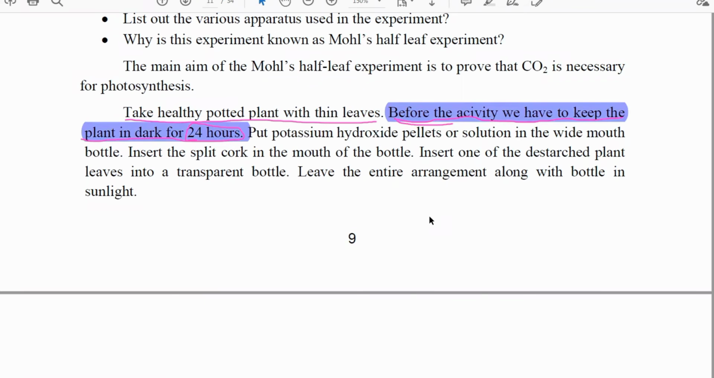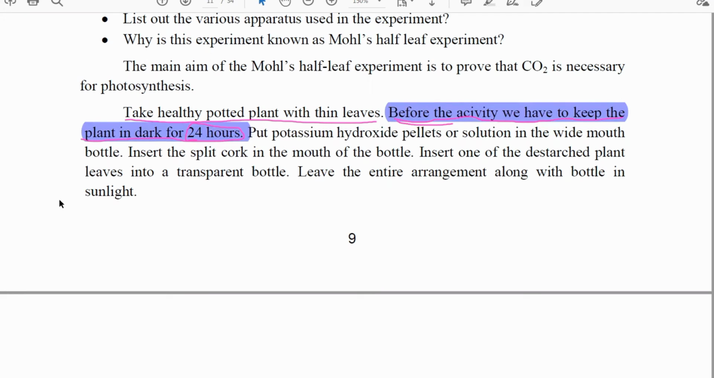Before the activity we have to keep the plant in the dark for 24 hours. Why should we keep a healthy potted plant in the dark before conducting the experiment? It means whatever starch is prepared in the leaves is removed. That is the reason we kept it in a dark room for 24 hours. So next, put potassium hydroxide pellets or solution in the wide-mouthed bottle.